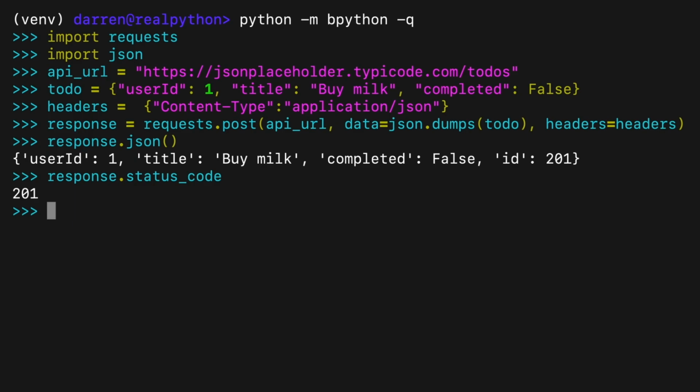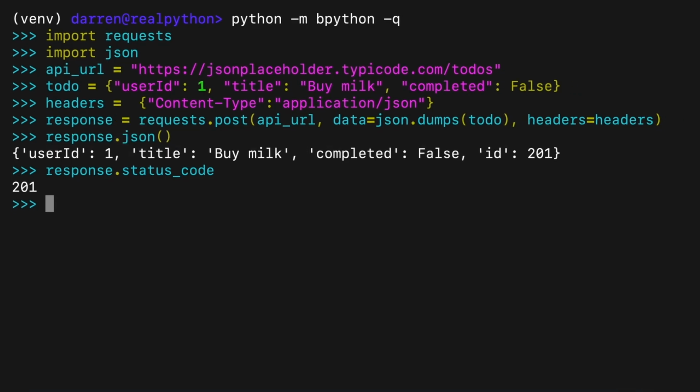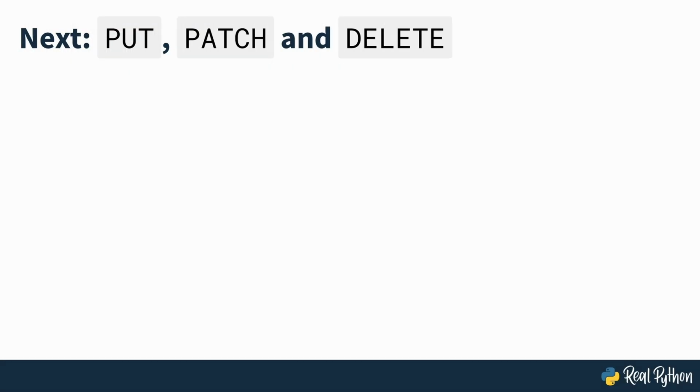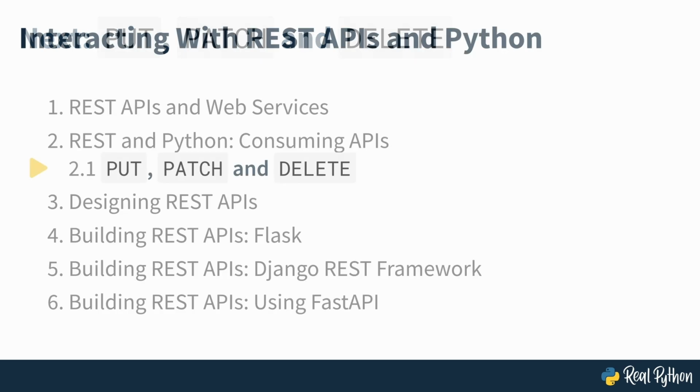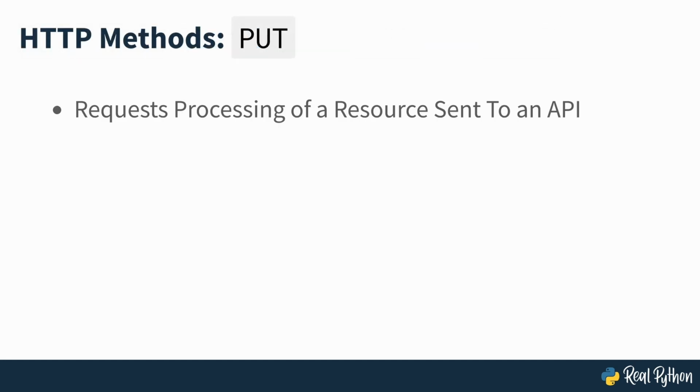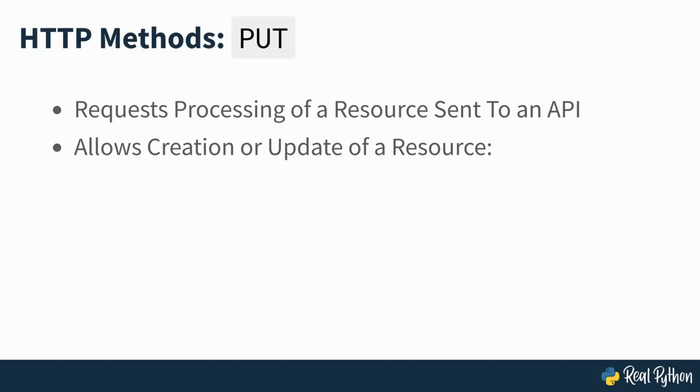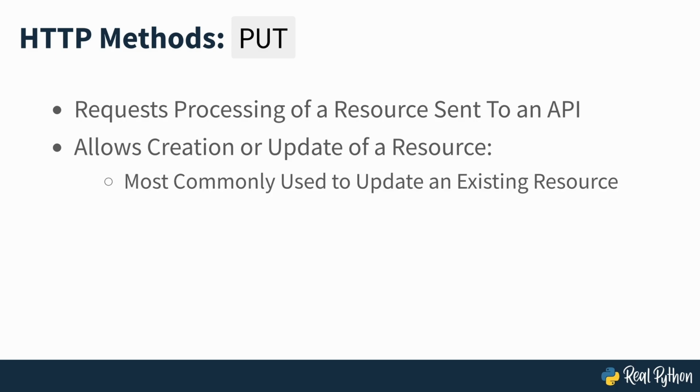Now you've seen what are arguably the most common request types. In the next section of the course, you'll look at three others: put, patch, and delete. Beyond get and post, requests provides support for all the other HTTP methods you would use with a REST API. Put asks the server to process the resource that is sent to the API, and it allows the creation or updating of a resource. It's most commonly used when updating an existing resource.